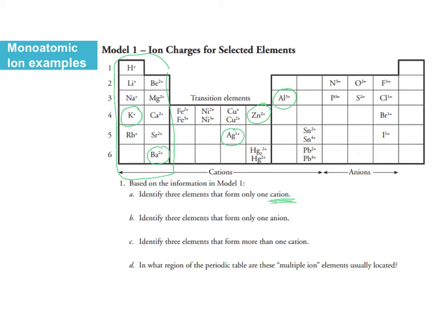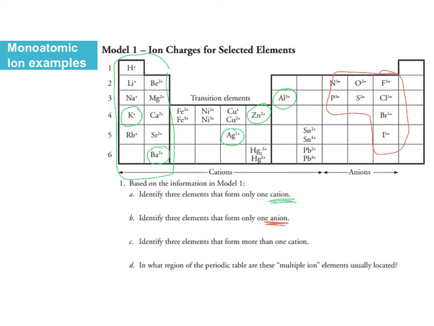All right. Those that only form a single anion, let's do those in red. That is those things that form only one possible negative charge. So that's going to be everything over here. So oxygen 2-, phosphorus 3-, iodine 1-. These guys all have one possible ion form, and they all happen to be negative.